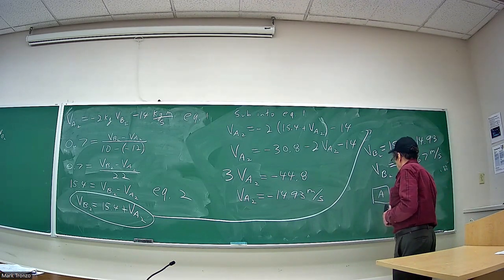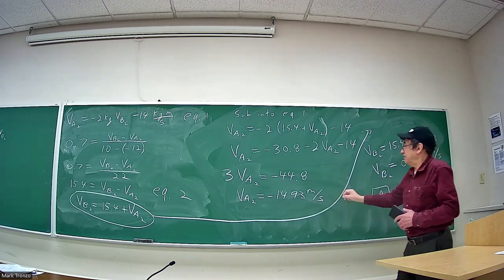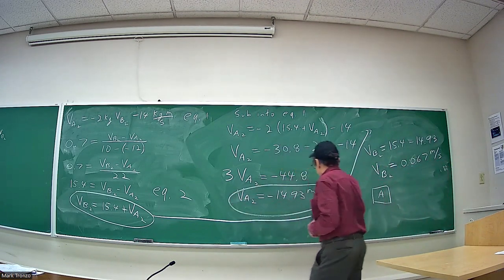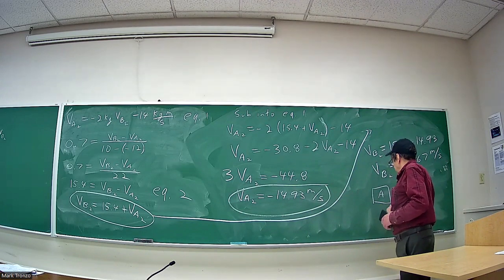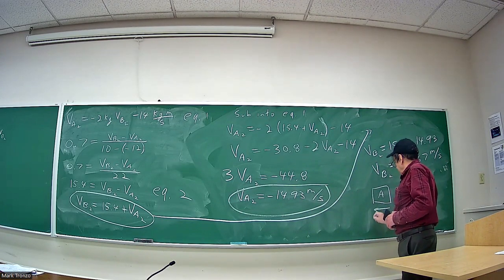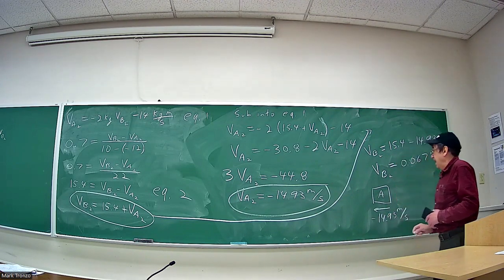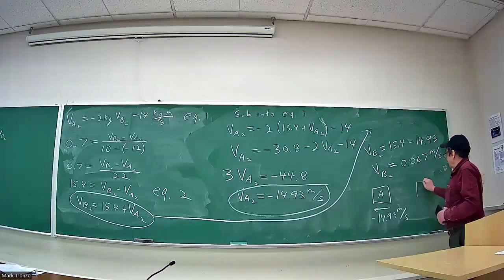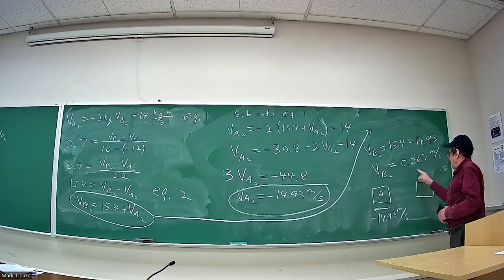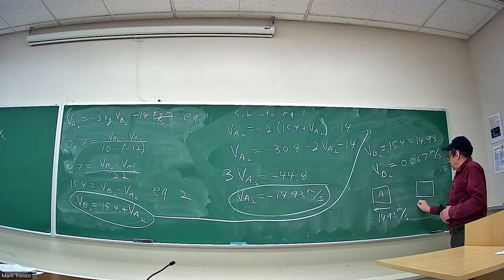So then after impact, the velocity of A was negative, so it should be going to the left. And the velocity of B is positive, so that's going to be going to the right.